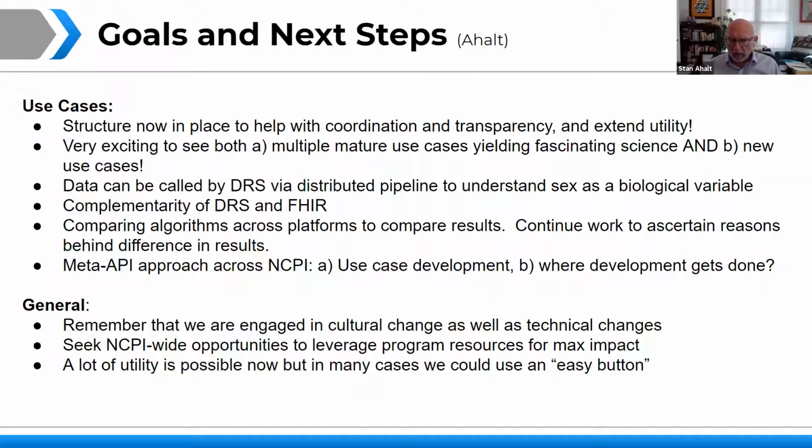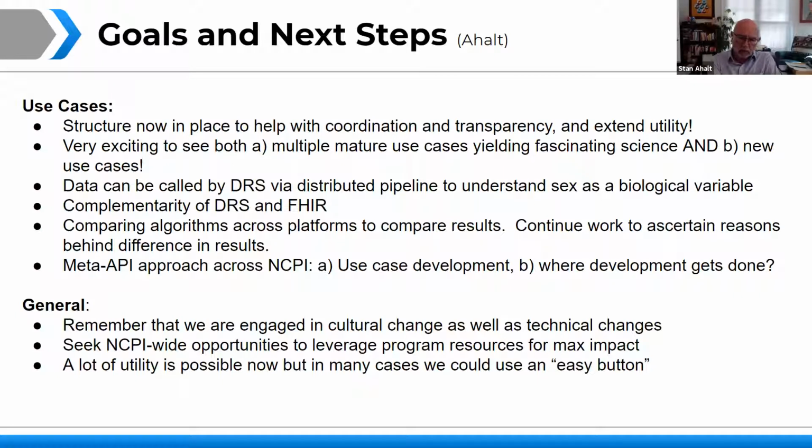And then the meta API approach that might be adoptable, that's what Paul talked about, cross NCPI, I thought was fascinating. And we probably need to develop a use case that we can use to drive that work and test it. And then clearly there's some work on trying to decide, from a governance standpoint, where the development gets done. So I'll end, I think this is the last slide that I was going to talk to, and then I'll turn it over to John to orchestrate some discussion.